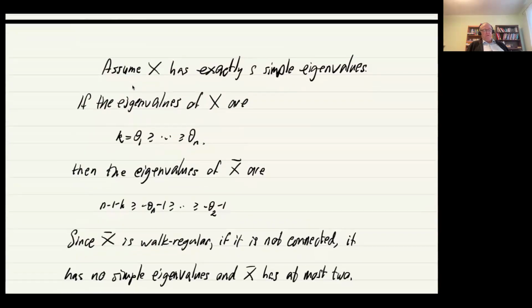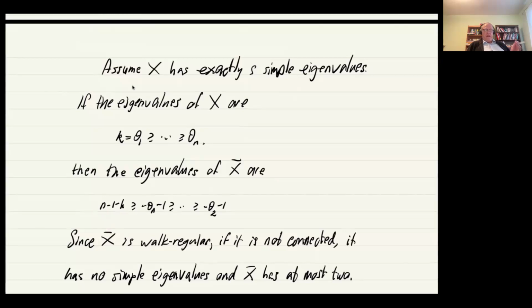Now, the rest is more straightforward. Assuming X has exactly s simple eigenvalues, and we're assuming the eigenvalues of X are given by this, where I'm writing out all the eigenvalues, not just the distinct ones, then the eigenvalues of X bar are given by this. Now there's again a minor hiccup. If X bar is walk regular, I told you that before, but it's your problem. And if it's not connected, there's no simple eigenvalues. And so we can assume, with a lot of fiddling, that X bar is connected. And so that means that this is a simple eigenvalue.